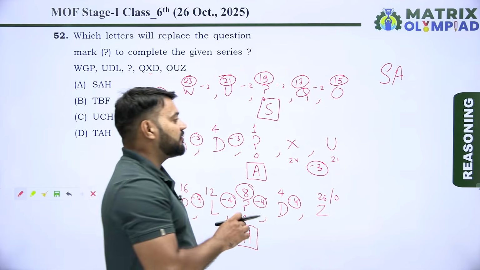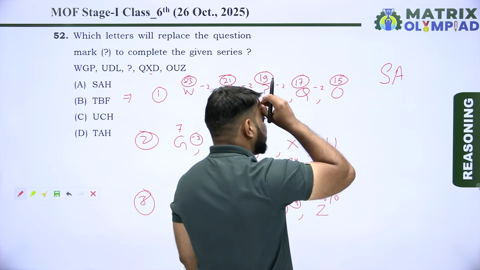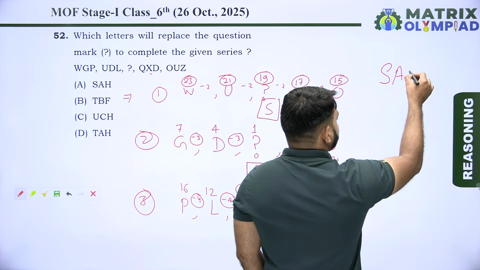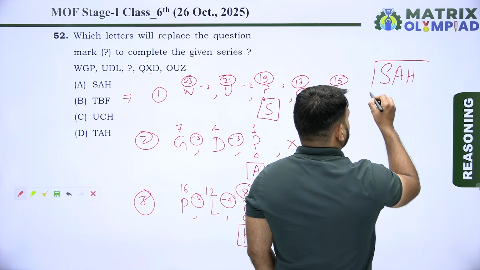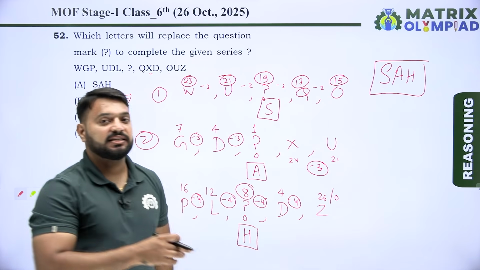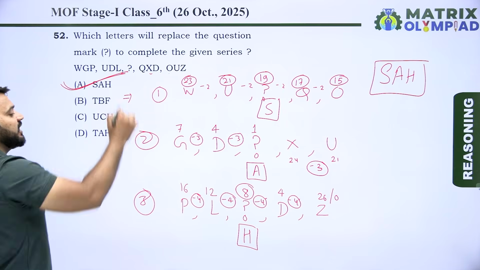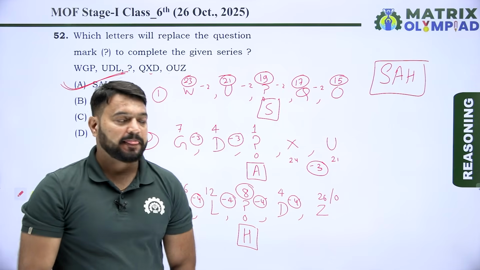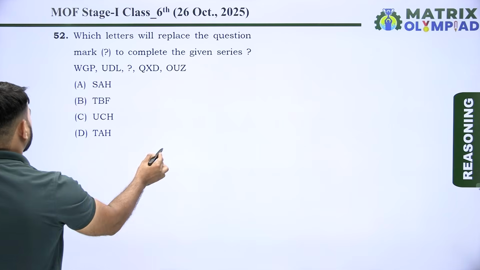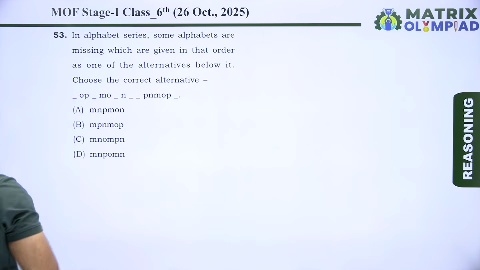So the third alphabet of the missing term is H. So the missing term is SAH. So here option A is the correct answer of this question. Let's move on to the next question. So now the next question is question number 53.